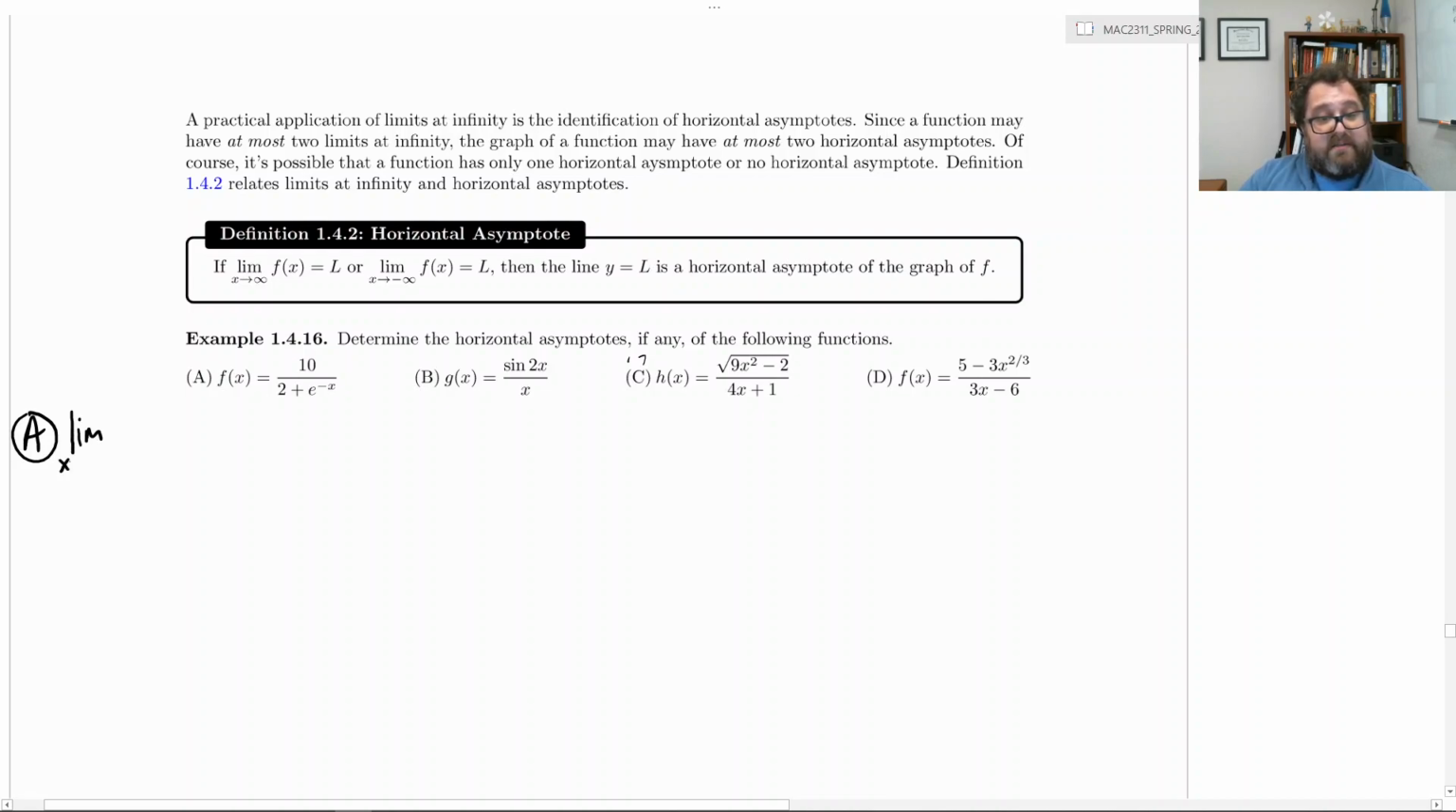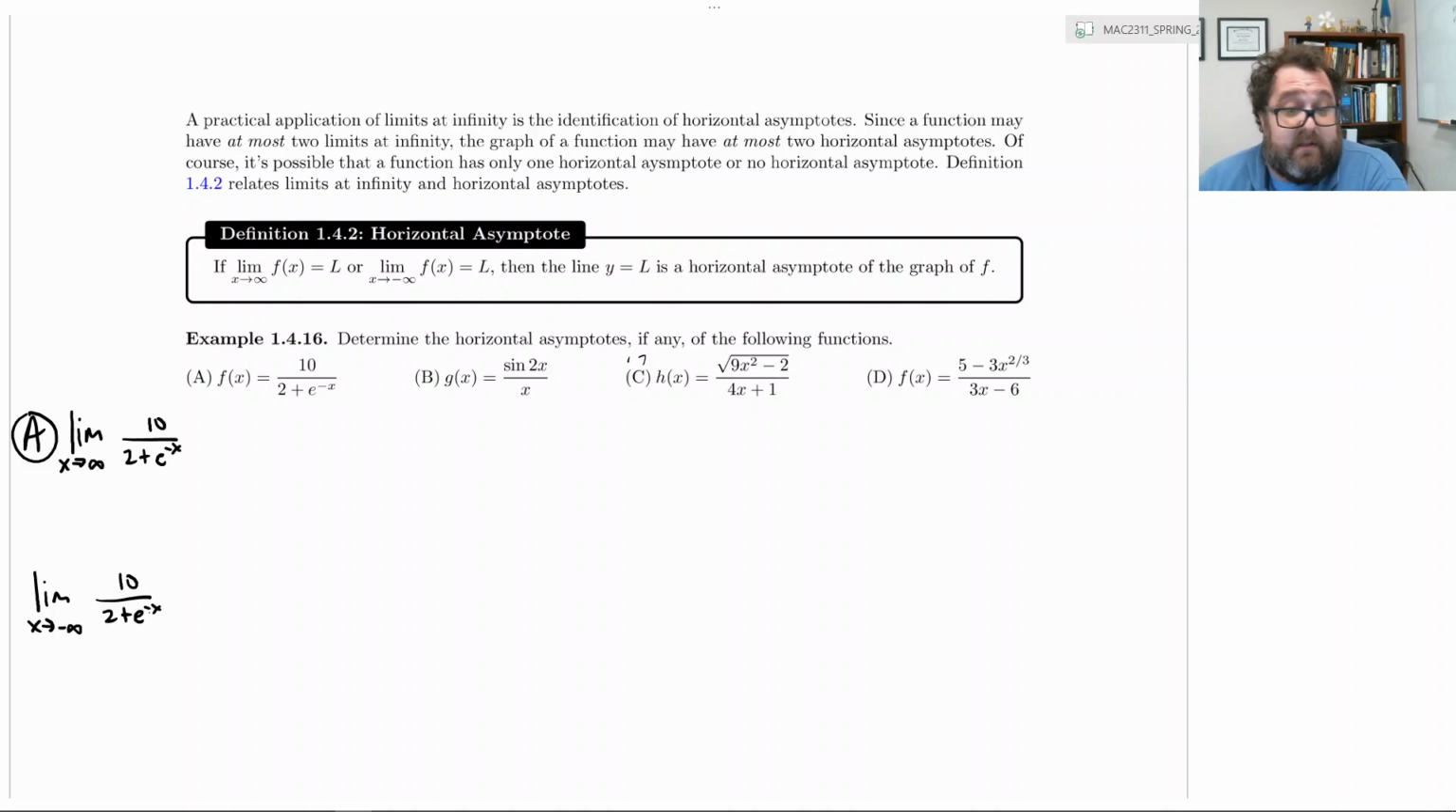All right, so with example A, we want to look at the 2 limits. The limit as x goes to infinity of our function 10 over 2 plus e to the negative x. And then we also want to look at the limit as x goes to negative infinity of the function 10 over 2 plus e to the negative x. Examples A and B don't really have any specific technique to them. C and D, we're going to use that technique from the previous video about dividing strategically. But here we don't really have a special technique.